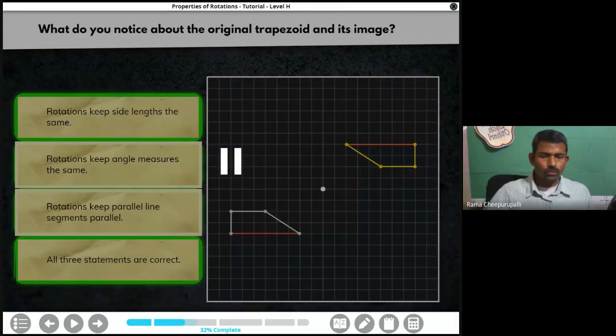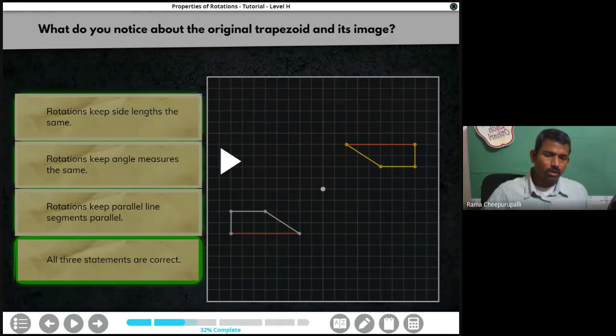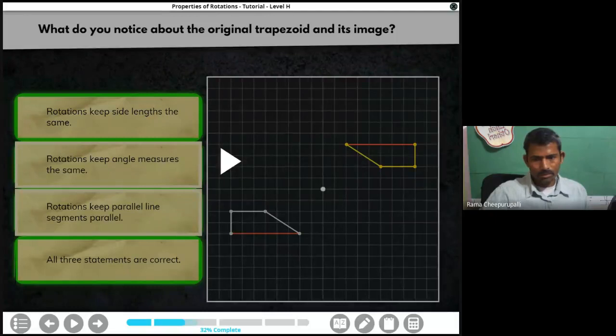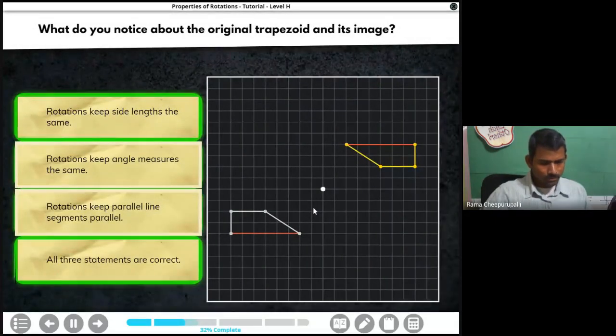One thing that is really important in reflections or rotations: the orientation will change. In this picture, the longest side of the trapezoid is on the bottom, but when we rotated it, it becomes the top. But if you do a translation, which is a slide, the orientation will always be the same. Okay? That means the orientation changed.